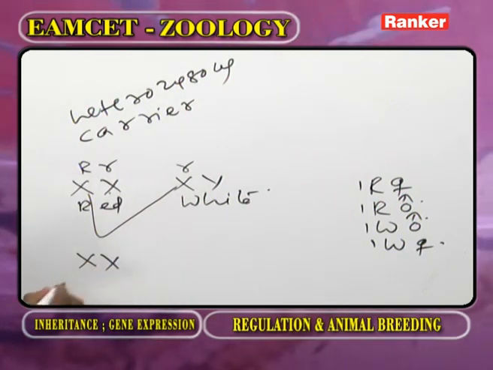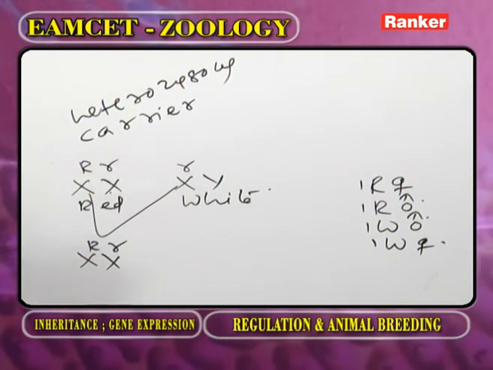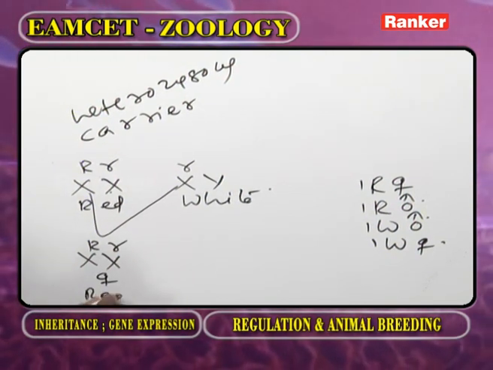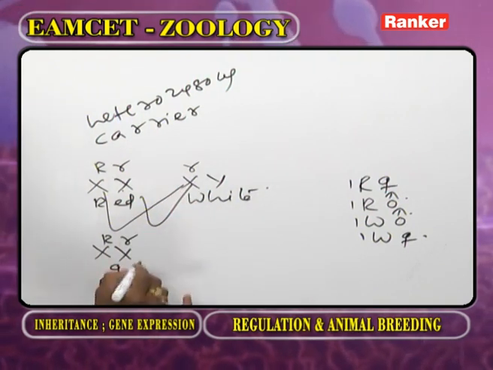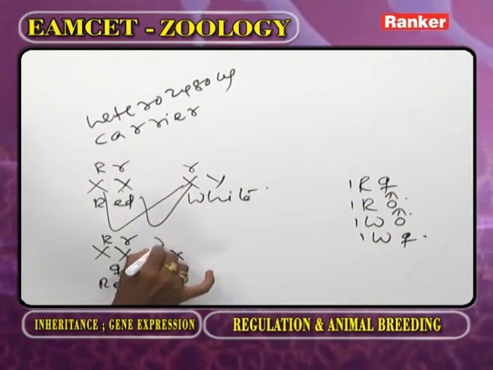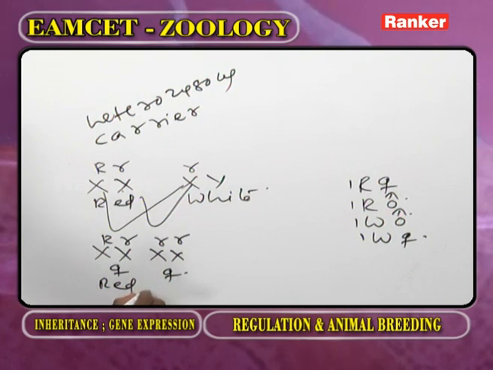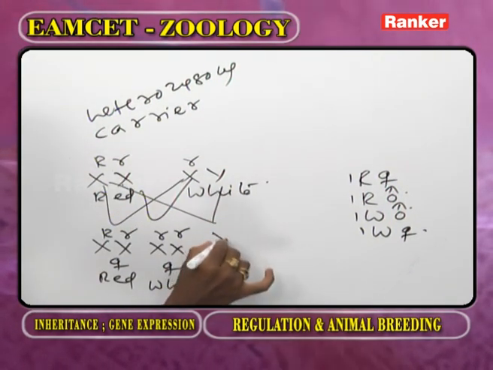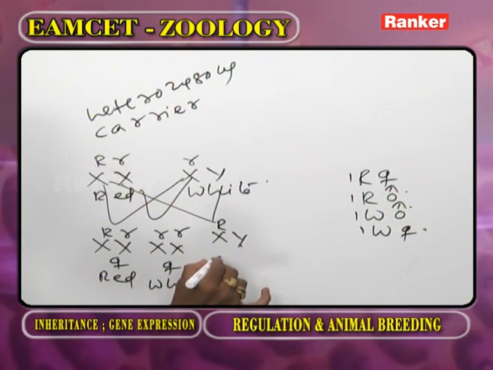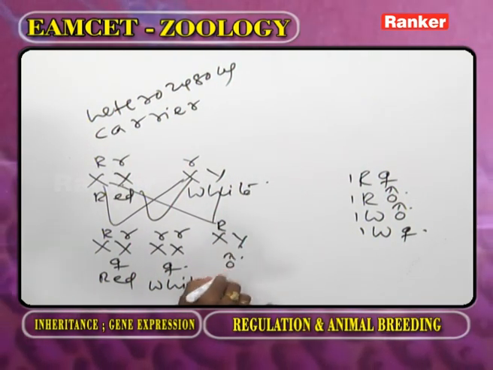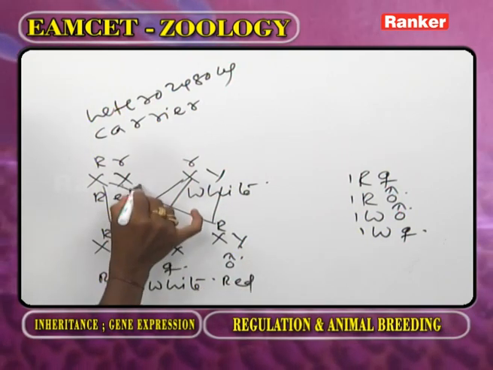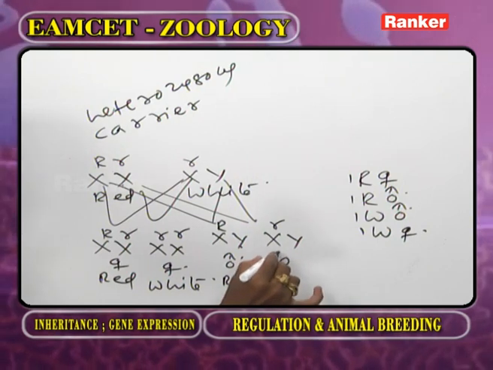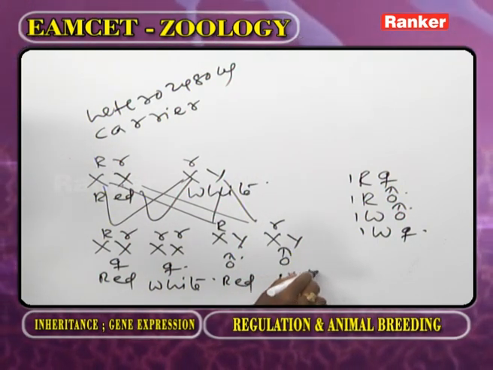We are getting X X, capital R, small r, female, red. Now these two are crossed. X X, small r, female, we are getting white-eyed. Now this X crossed with Y, capital R, X Y, male, we are getting red. Now X Y, small r, male, white-eyed.